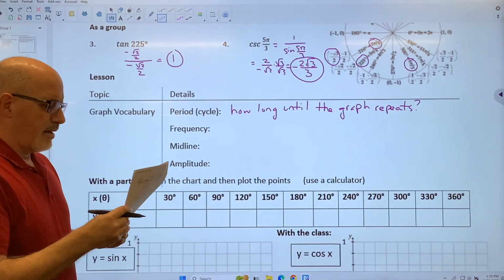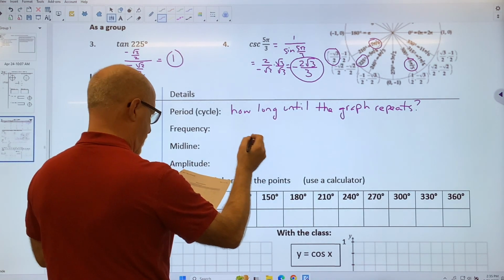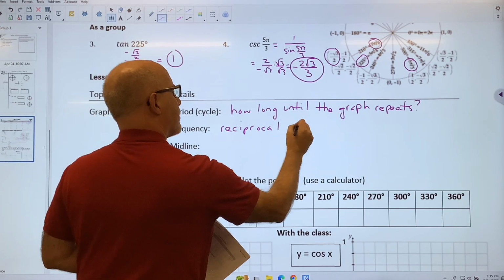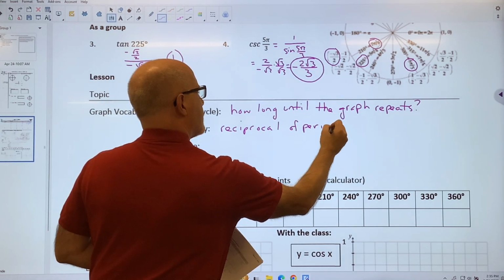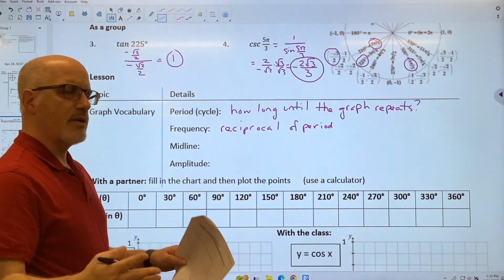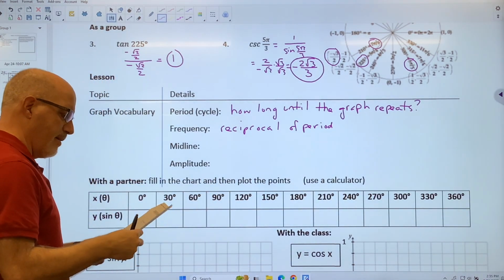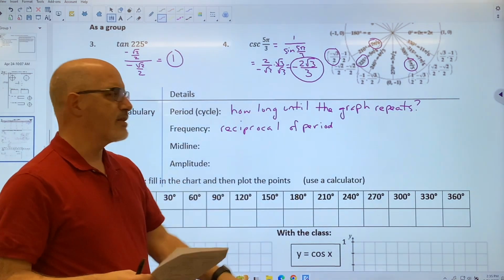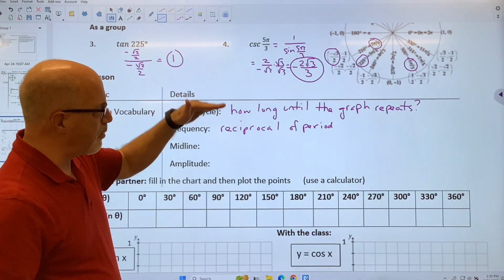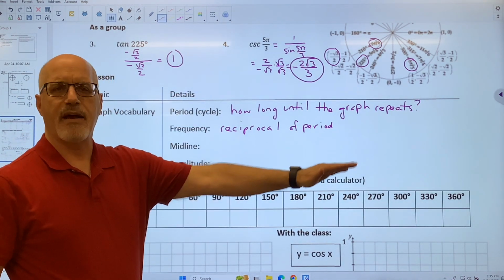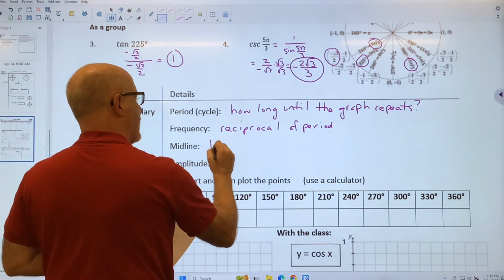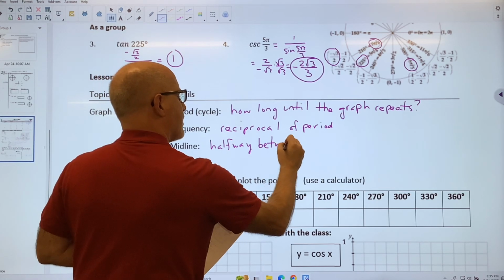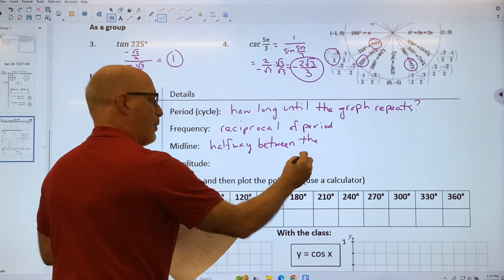All right, then the frequency is going to be the reciprocal of period. So once you see how long it takes to repeat, get that value, and then you take its reciprocal for frequency. Now midline, all it means is if you've got a graph going, and these are going to tend to look like waves, you look at the top point and the bottom point, and the midline is just halfway between the top point and the bottom point.